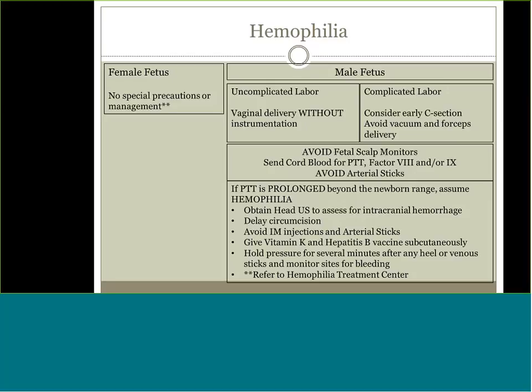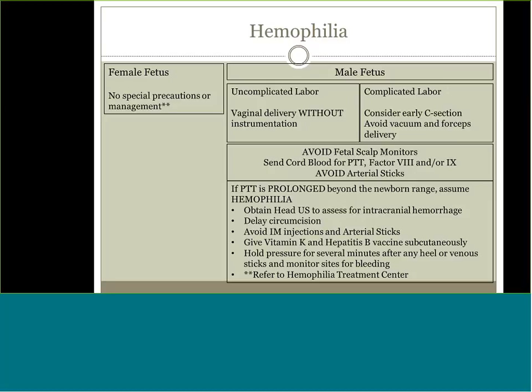You can send the cord blood for everything that we need to diagnose hemophilia in a neonate. You can send it for a PTT, and if you know whether it's 8 or 9, you can send it for both, or you can send it for one. Really, what this does is it avoids the venipuncture later in life, but you can venipuncture the kids. You absolutely want to avoid arterial sticks in patients with suspected hemophilia.